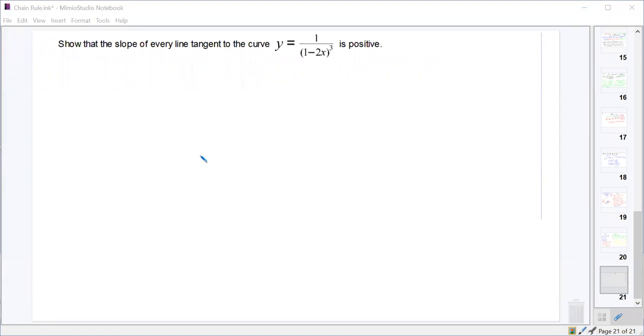Quick question. Can we do chain rule just on the denominator, or would we have to do it on the whole thing? You've got to do it on the whole thing. So you could rewrite it as like 1 minus 2x to the -3 if you wanted to, and then use chain rule like that. Okay, thank you.